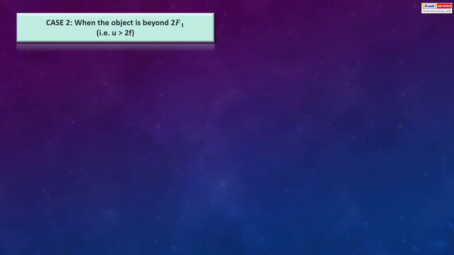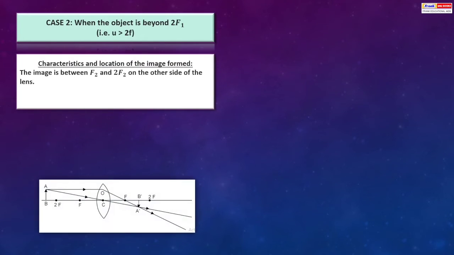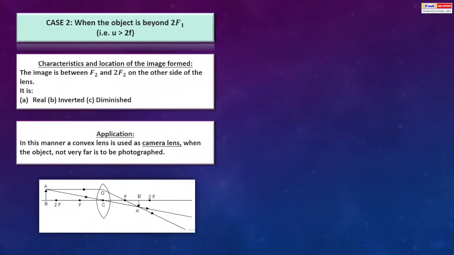Case 2. When the object is beyond 2F1, that is, u is more than 2f. Characteristics and location of the image formed: the image is between F2 and 2F2 on the other side of the lens. It is real, inverted, and diminished. Application: in this manner, a convex lens is used as a camera lens when the object is not very far from the camera being photographed. Case 3.